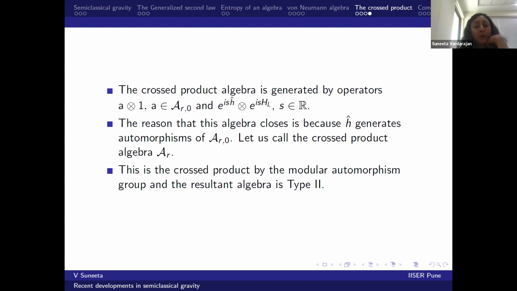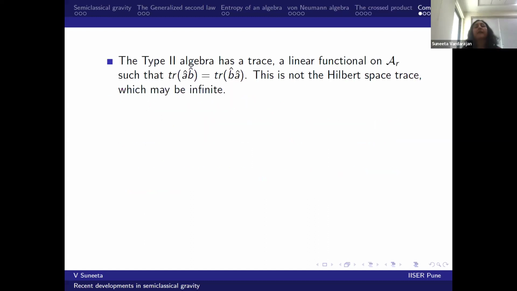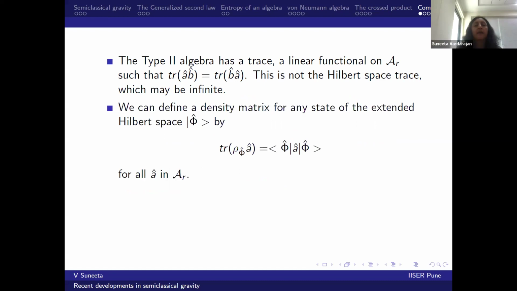Okay. And what is the feature of the type 2 algebra? It has a trace. This trace satisfies the property trace AB equals trace BA. It is not the usual Hilbert space trace, which may be infinite, but it's some kind of a renormalized version of that.